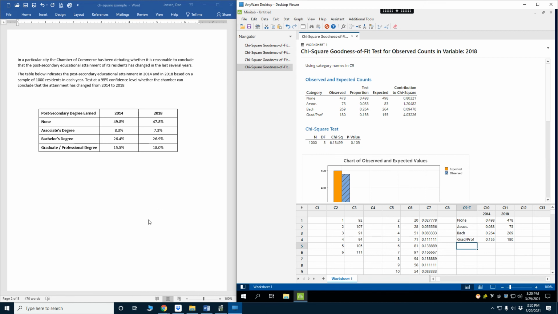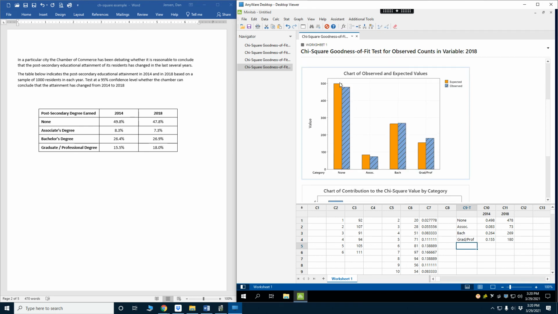What I would have said is that my null hypothesis is that in 2018, the numbers are matching 2014. My alternate hypothesis would be that the 2018 numbers are not matching 2014, that the proportions are not as I expected based on 2014. And we see again our chart, with the yellow the expected values and the blue the observed values. You can see that we've got fewer without any degree at all, fewer associates, but then more bachelors and even more with a graduate professional. It looks like we're moving in the direction of higher level degrees, but it's not different enough yet that we can conclude.